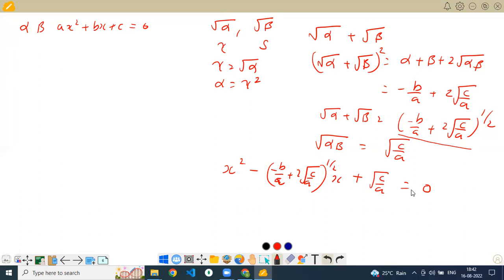The only thing is coming up with this idea. How to find square root of alpha plus square root of beta. If this point strikes you, then you are done. Yes, sir.